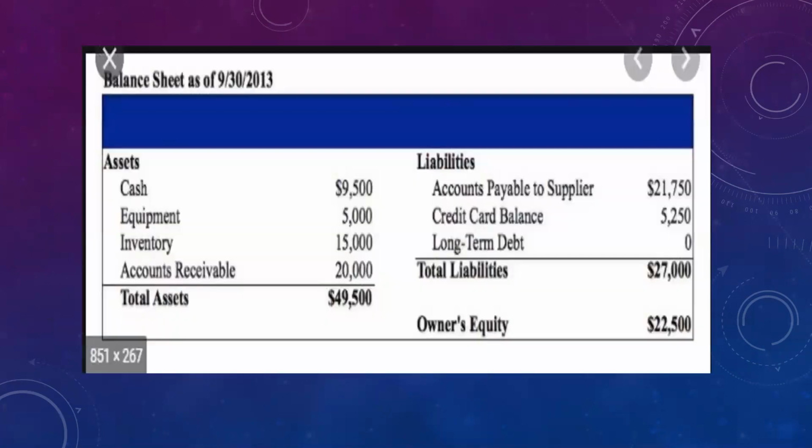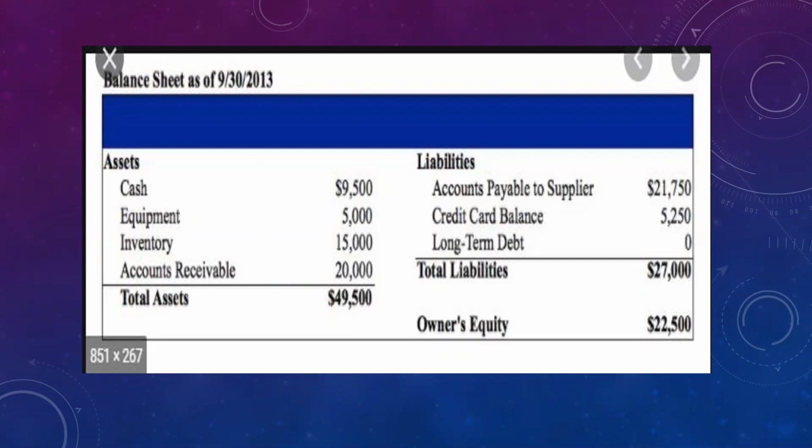Here is the sample of balance sheet. You can see here on the left-hand side we have assets, and on the right-hand side we have liabilities. Under liabilities we have owner's equity, which is the difference between the assets and liabilities. Due to this owner's equity added to the liability side, the balance sheet LHS and RHS will be equal.